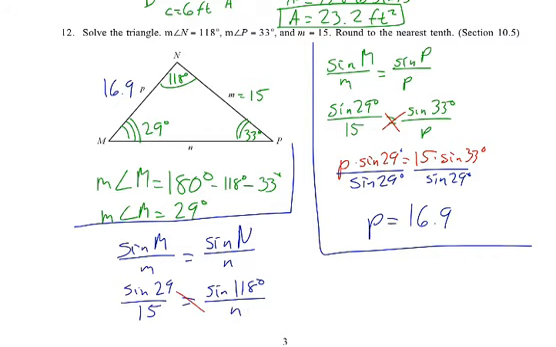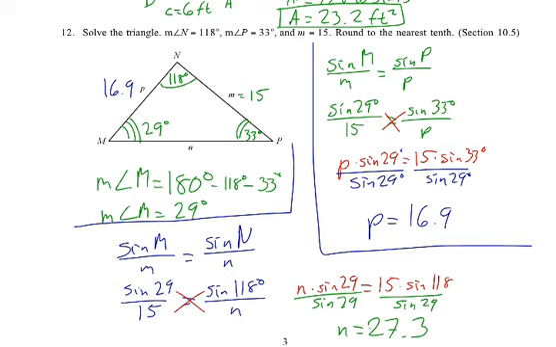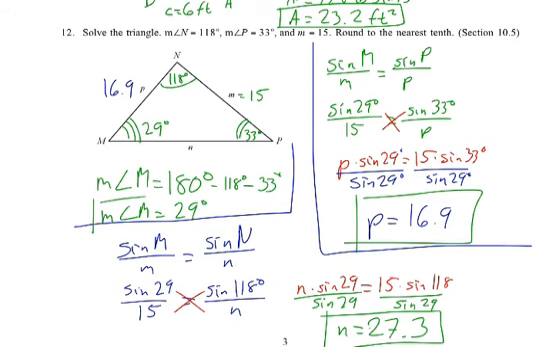Again, just like the last part, cross multiply. So I got N times the sine of 29 equals 15 times the sine of 118. Just like last time, divide by the sine of 29 on both sides. We get N equals 27.3. Again, rounding to the nearest tenth. We don't have units on there. Just make sure you're identifying all of the pieces that are missing.